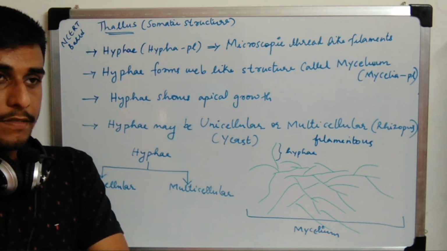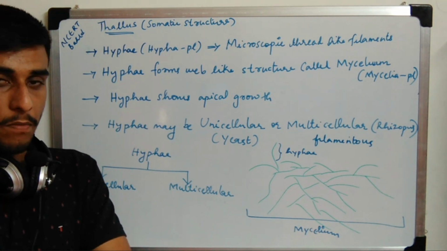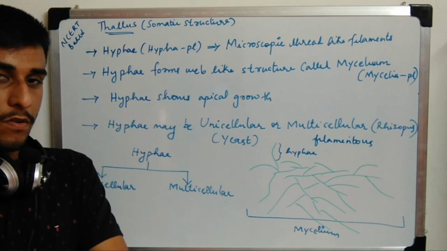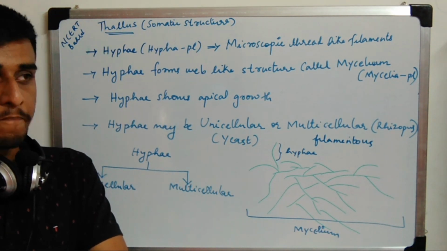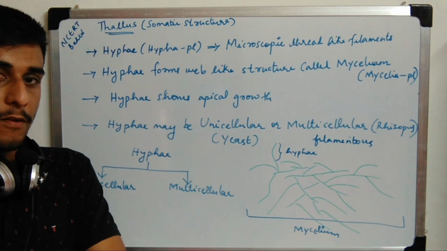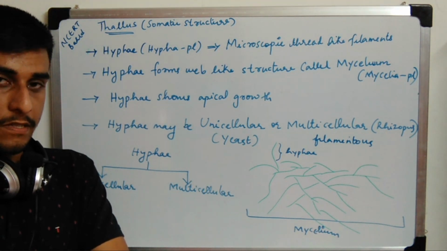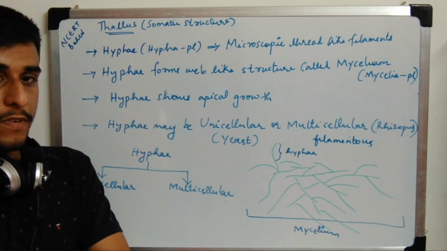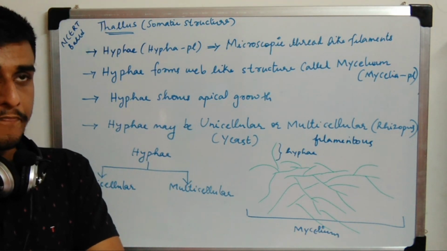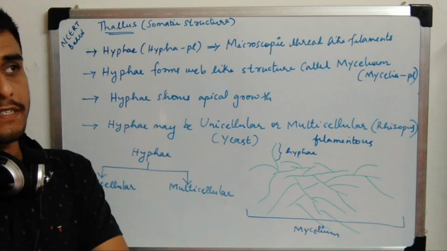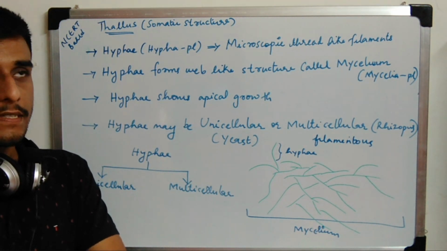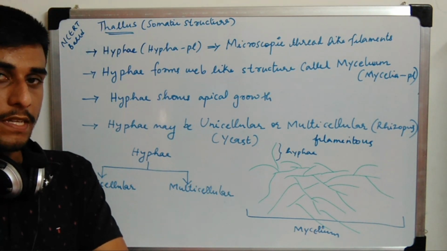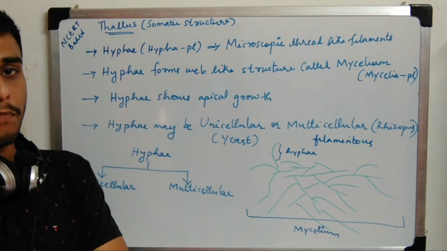In organisms like bryophytes, which are lower plant groups, also known as the amphibians of the plant kingdom, we also use this term thallus for their body structure. So in case of fungi, we speak of their thallus or their somatic structure. What do you mean by somatic structure? Somatic structure is a structure of an organism which is used for the vegetative purpose.